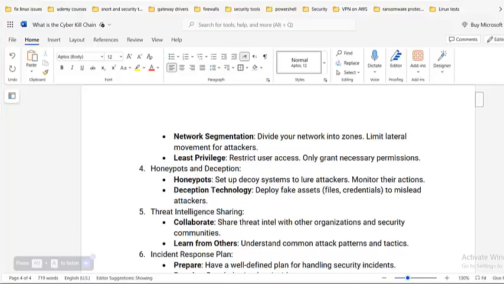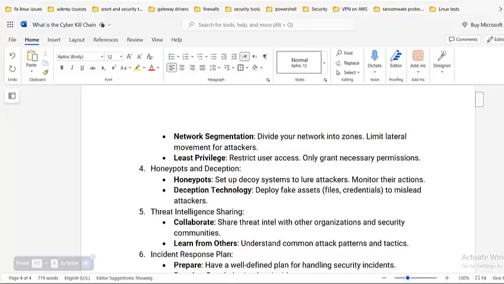Number four, honeypots and deception. Honeypots: set up a decoy system to lure attackers and monitor their actions. Deception technology: deploy fake assets, files, and credentials to mislead attackers.